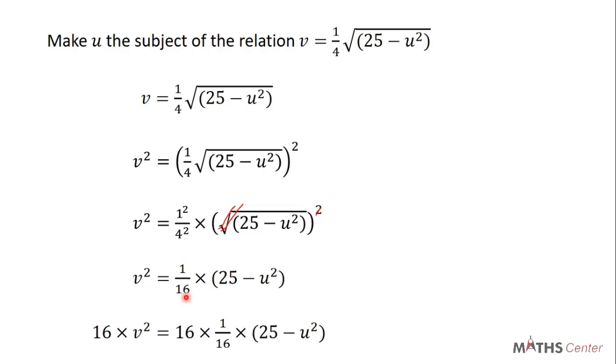How do we get rid of fractions? You multiply through by the LCM. The LCM here is 16. So we are going to multiply the left hand side by 16 and the right hand side by 16.